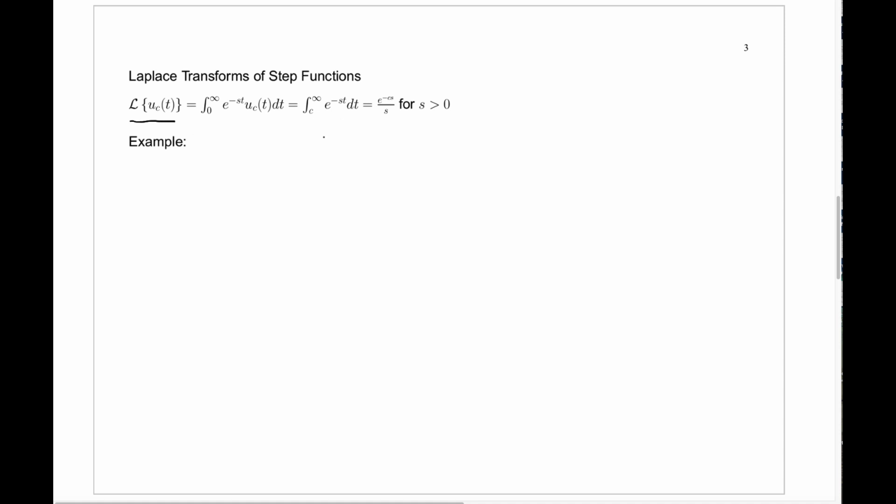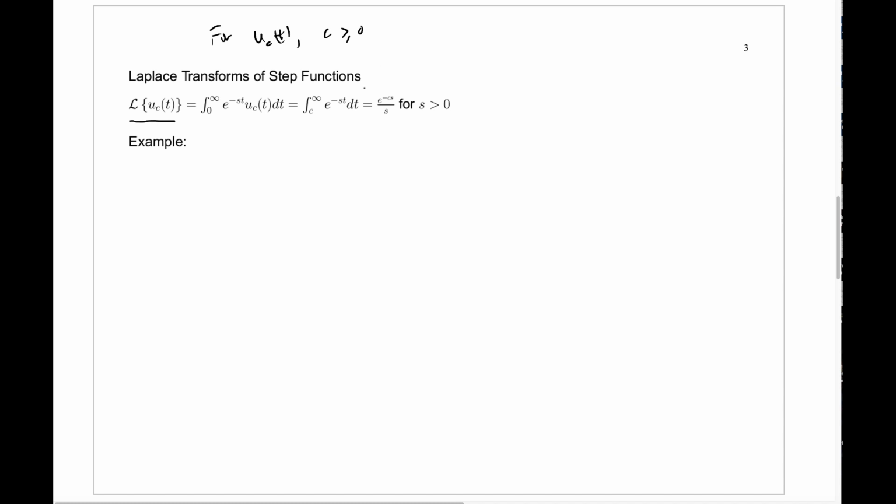It's not just a theorem, I have the whole computation here. We just compute that by taking an integral from 0 to infinity of e to the minus st times u sub c of t. Well, u sub c of t is 0 until you get to c, and then 1 afterwards, so that's the same as an integral just beginning at c instead of beginning at 0. Remember, for u sub c of t, we're going to be insisting that c is greater than or equal to 0 here. So this will be an integral from c to infinity of e to the minus st dt.